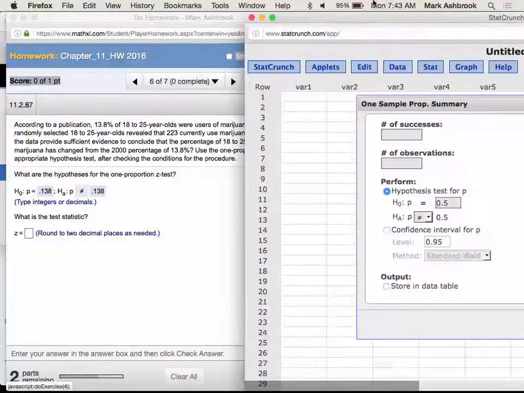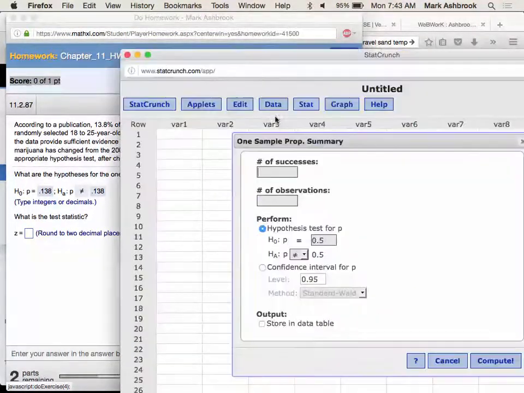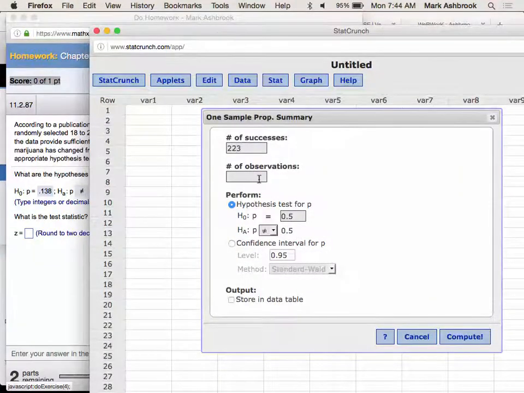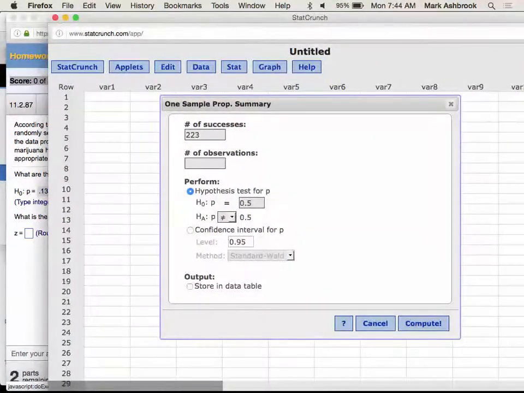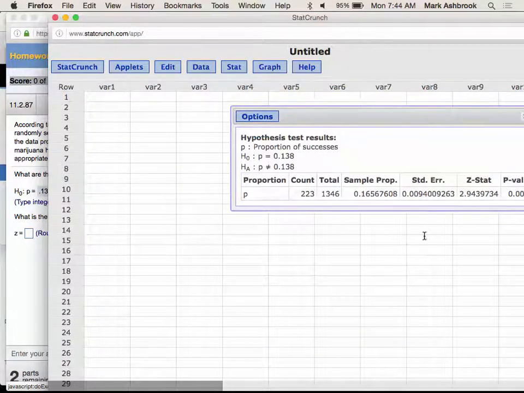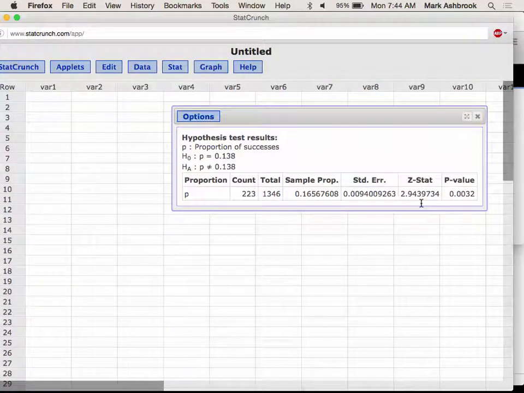This proportion, right? So number of successes was, in the sample, 223 out of 1346. And we've already done this. This is going to be our hypothesis test. It's going to be 0.138. And then P is different than 0.138. So I think that's everything we need. So compute, and it gives us the test statistic, which is 2.9439.